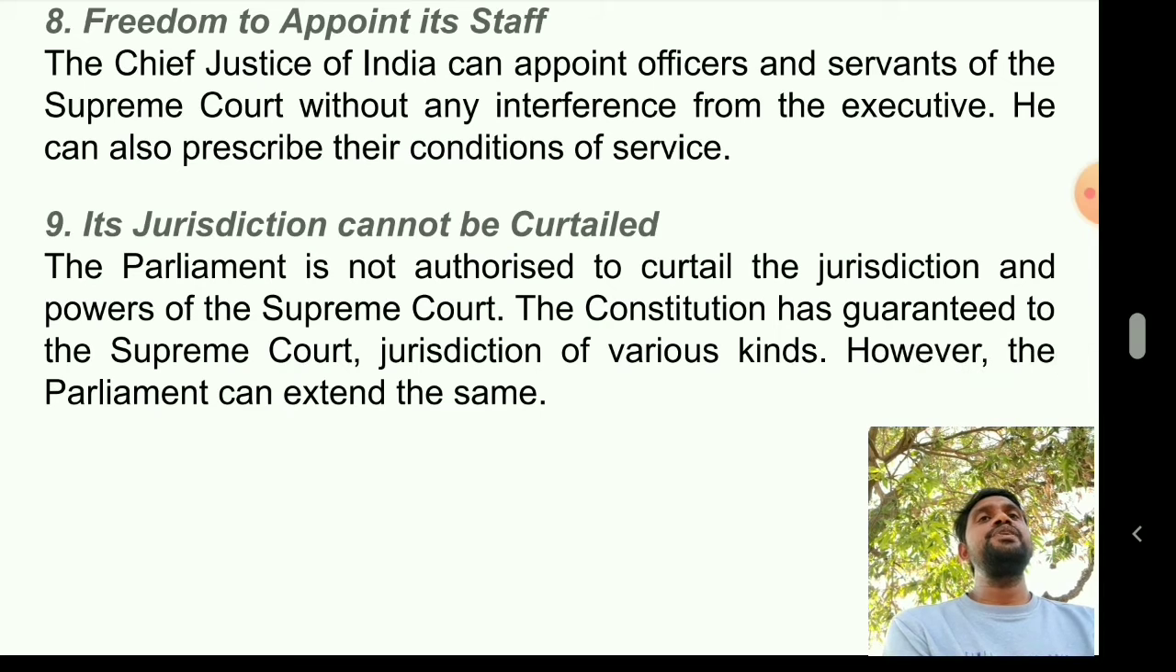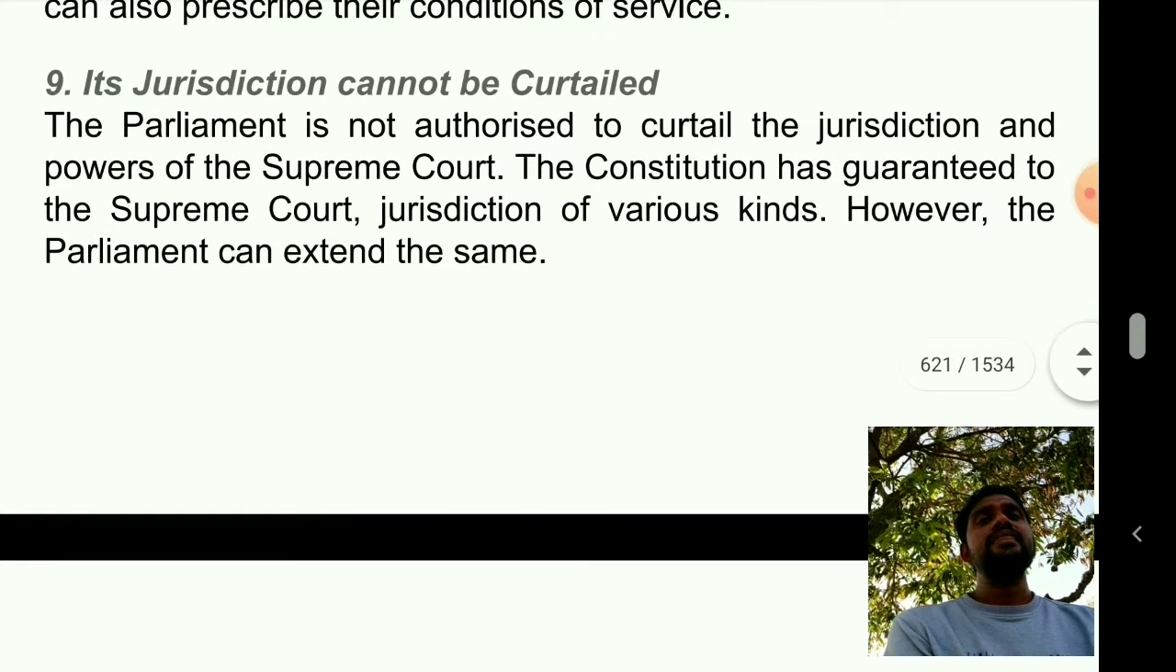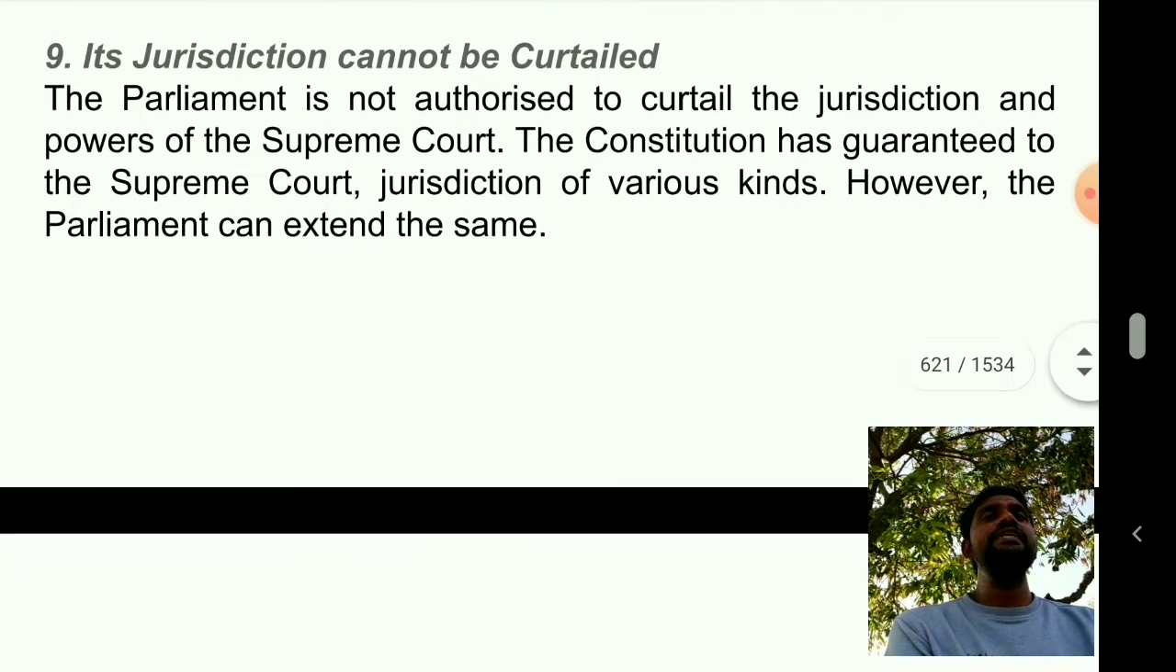Next, eighth is freedom to appoint its staff. The CJI can appoint officers and servants of the Supreme Court without any interference from the executive. He can also prescribe their conditions of service. Ninth is that its jurisdiction cannot be curtailed.